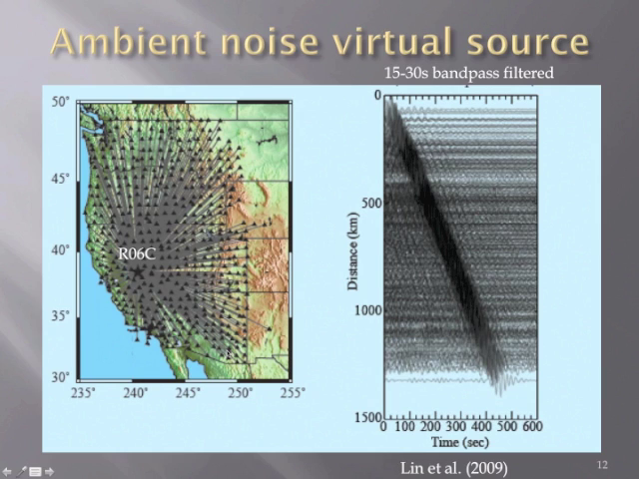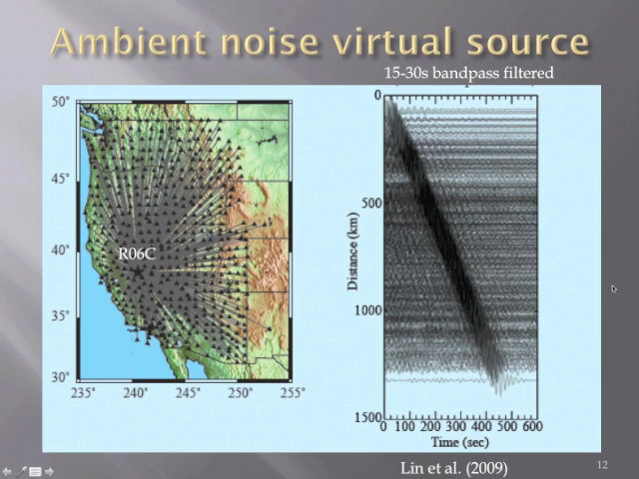So to see what happens if you have an array and how we can use this technique to produce a virtual source. For all these stations here, you can do cross-correlation between this center station, which is R06C, and all other stations. Here I show the vertical component cross-correlation. And you can see that for different station pair distances, the signal arrives at different times. The farther the distance is, the later it arrives. And this is actually the moveout of the Rayleigh wave.